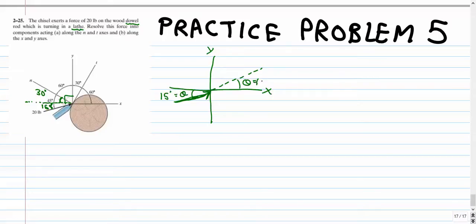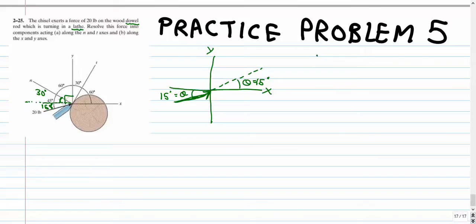Now that we have the value for theta, we can simply find the components by applying the sine and cos identities on the 20-pound force. And notice that this time we are not going with a vector triangle, since the set of axes that they have given us is perpendicular. And because it is perpendicular, it is easier for us, and we can simply apply the sine and cos identities and simply get the components.